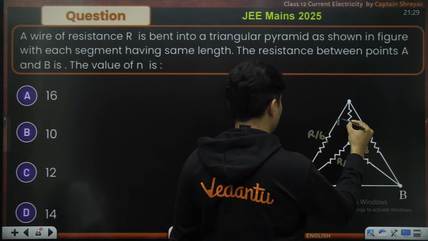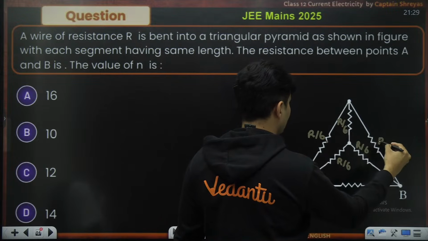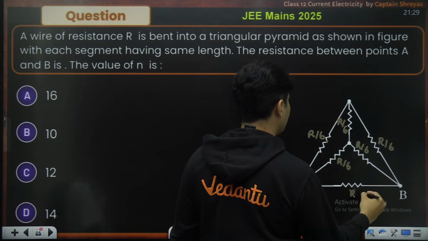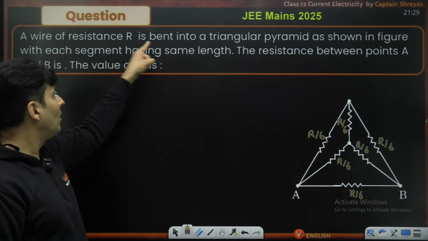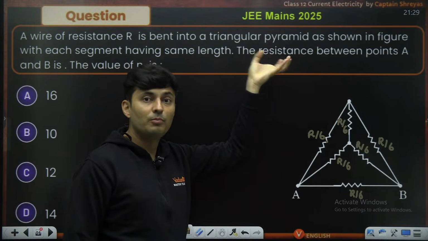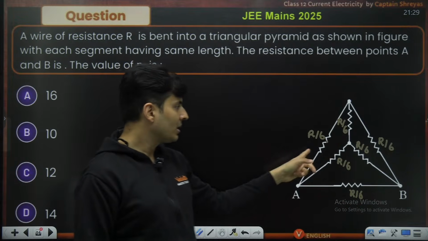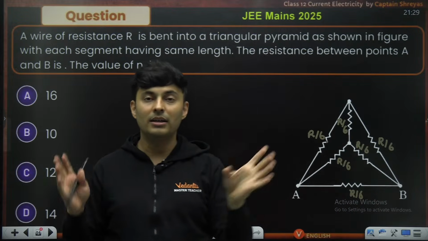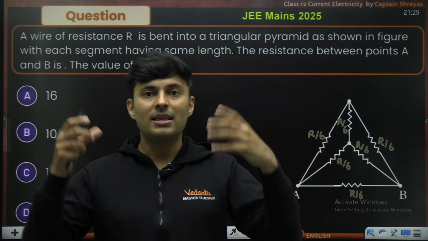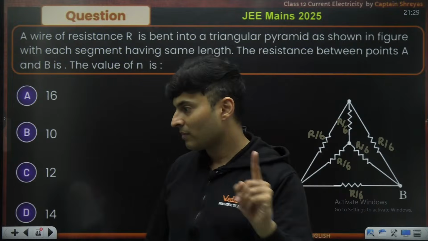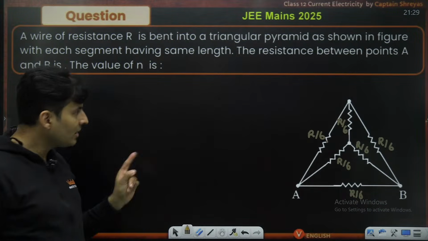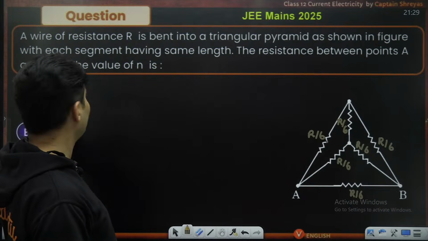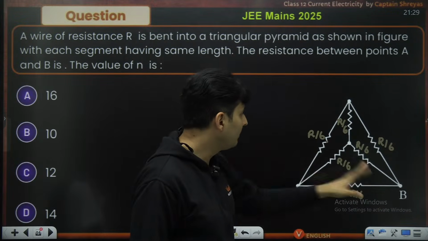Oh, that is the trick. A lot of students will miss it. R by 6. Just reading it again and again, and it struck me suddenly. It is R by 6, guys. Read it: wire of that resistance is bent into the pyramid. That means you break it down into 6 parts, and that's how you make that pyramid. Interesting? Loved it?